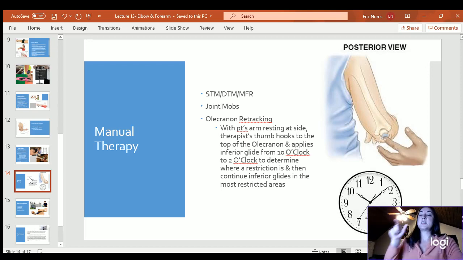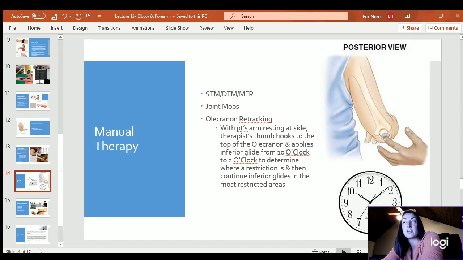If you're sitting posterior to the patient and looking at their elbow, you find the position. If this is the clock, then it would be from 10 to 2. You push an inferior force. You hook the top and you push down, like an inferior glide, all the way from your 10 o'clock position to your 2 o'clock position, and you feel which area feels most restricted, which place has the least movement, and then you maintain some pressure on that area doing inferior glides.